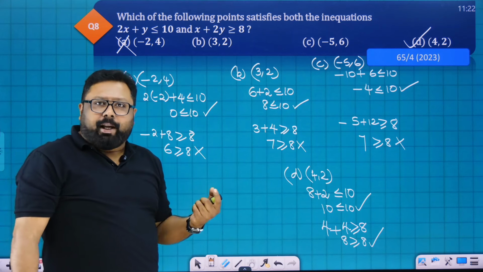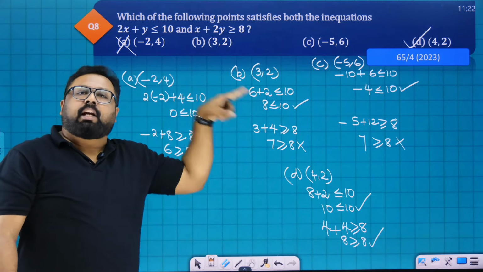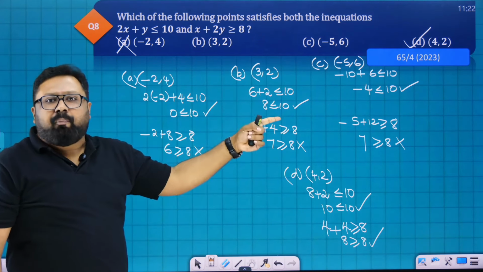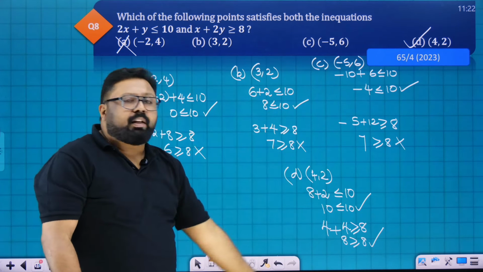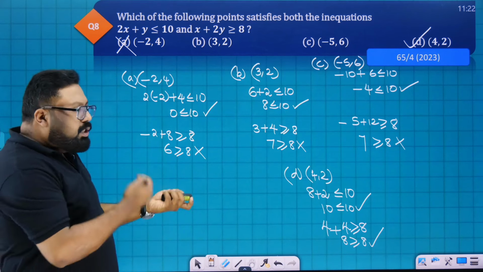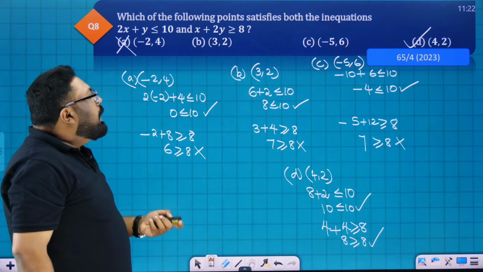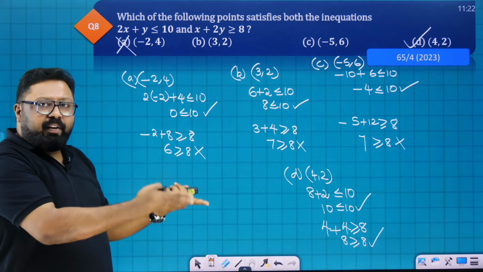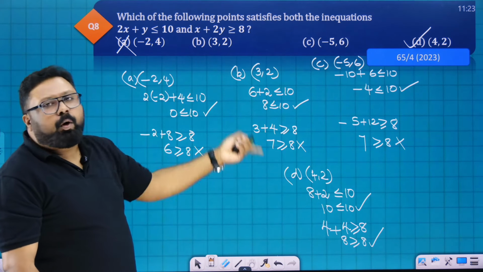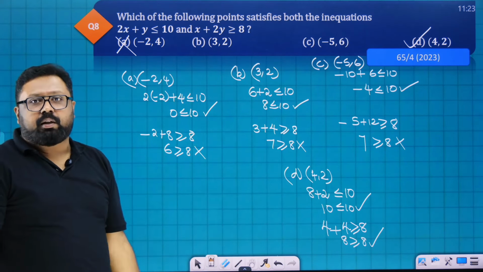So they're asking which point is suitable for both the regions, both the half planes. So they are putting the equal to sign also. So option D is the right answer for us. Okay, just check the options. Don't try to draw a graph for this. It is impossible to do a graph and then it's a wastage of time. You simply put the points and check. The points are very clearly given to us.